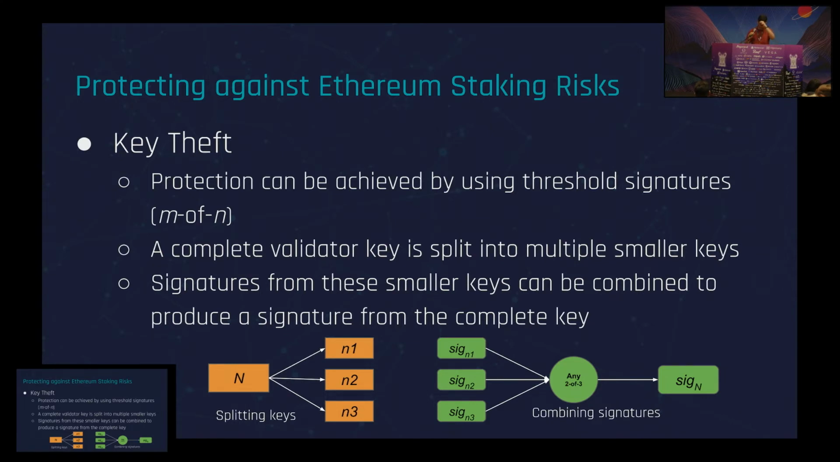So in this diagram at the bottom here, N is basically your staking key, and you break it into 3 pieces, N1, N2, and N3. And the good property that we have is if each of these 3 smaller pieces sign over the same data, and so the green blocks on the right are the signatures from those smaller keys, signature N1, signature N2, signature N3, you can combine those signatures to form a signature from your original key.